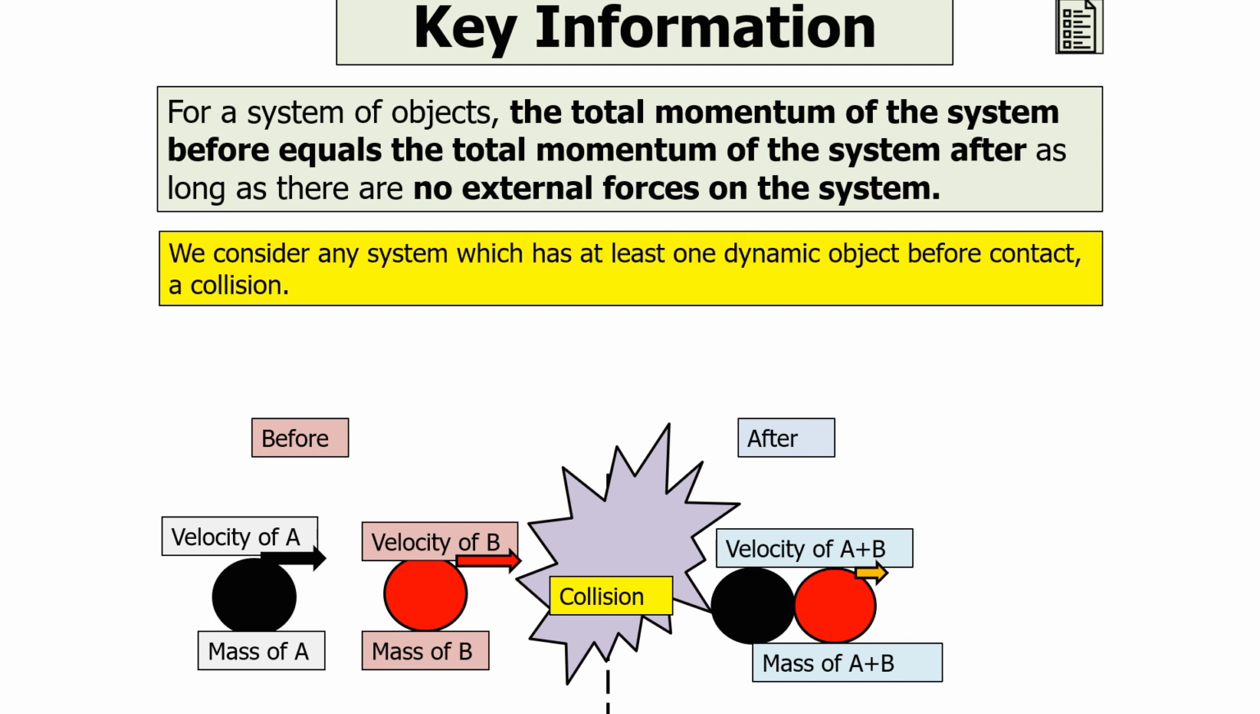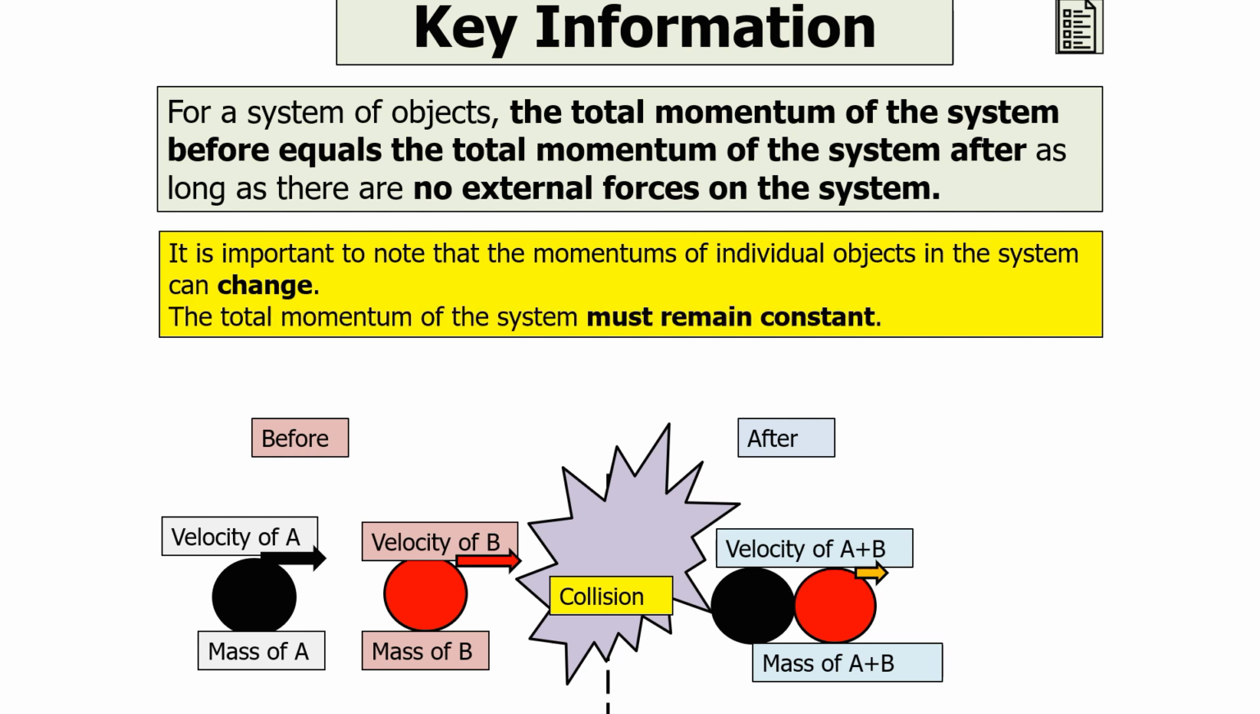Or we can consider any system which has at least one dynamic object before contact a collision. Now, it's important to note that the momentums of individual objects in the systems can change, but the total momentum of the system must remain constant.